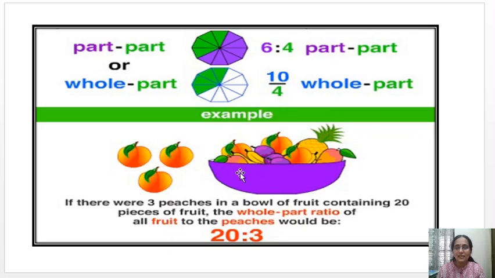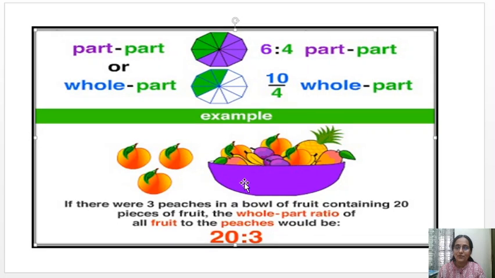Let us look into the second example. There are 20 fruits in this fruit bowl. There are 3 peaches outside the bowl. When total fruits has to be compared with the 3 peaches, how can it be written? 20 total fruits to 3 peaches. 20:3. It is read as 20 to 3.